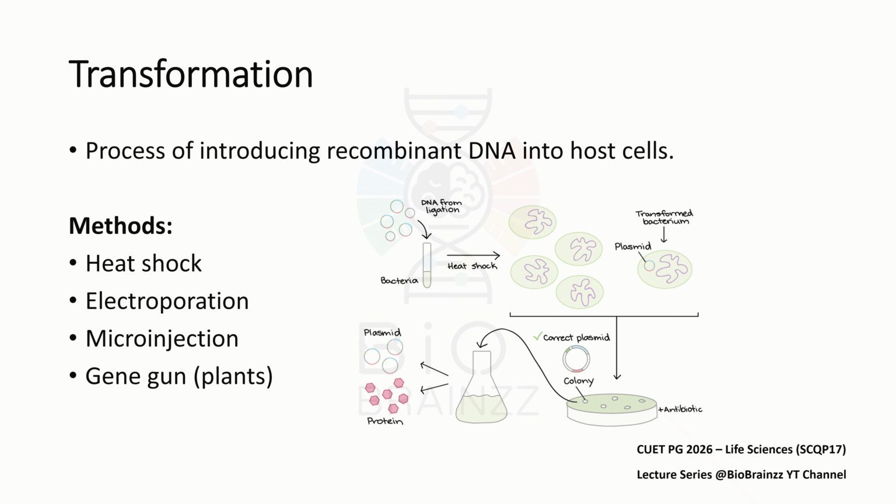Transformation introduces recombinant DNA into host cells. In bacteria, heat shock temporarily disrupts the membrane to allow DNA entry. Electroporation uses electric pulses to create transient pores. Microinjection directly delivers DNA into cells, while a gene gun can propel DNA-coated particles into plant tissues. Method selection depends on cell type.